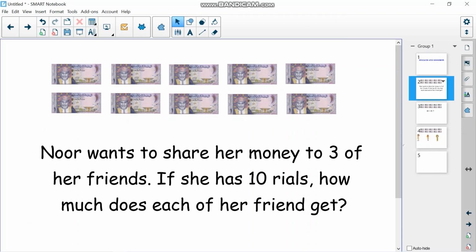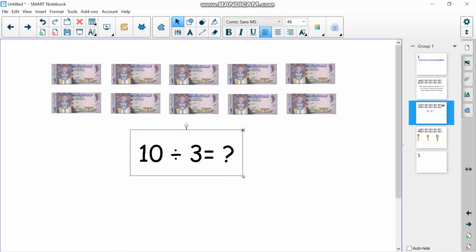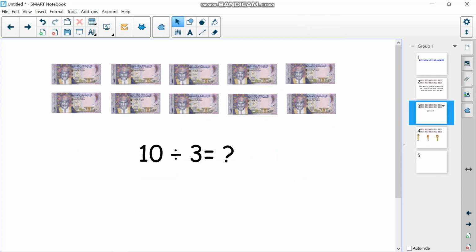Noor wants to share her money with 3 of her friends. If she has 10 reals, how much does each of her friends get? So what are we going to do? We're going to divide 10 by 3. So what is the answer? Let's find out.